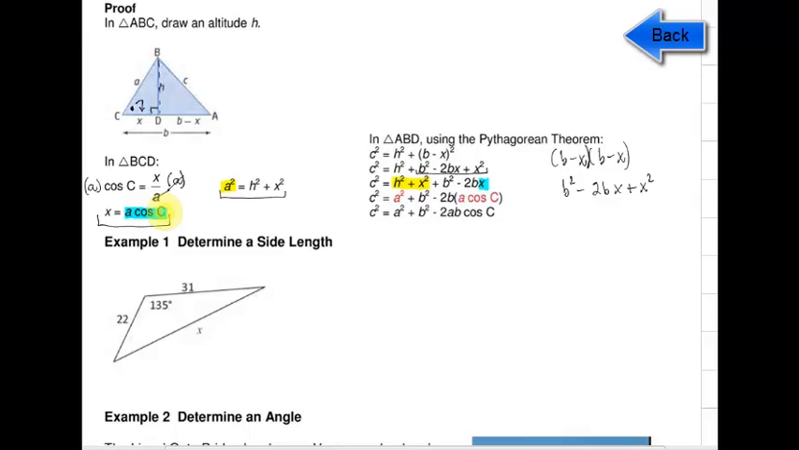So I'm going to substitute into there. I'm going to replace H squared plus X squared, which is over here, with A squared. Then I have plus B squared minus 2B, and in place of X, I'm going to put A cos of C, so I'm going to get 2B times A cos of C. When everything is simplified, you're going to get C squared equals A squared plus B squared minus 2AB cos of C. And there is your cosine law. Okay, that is our discussion on the proof.